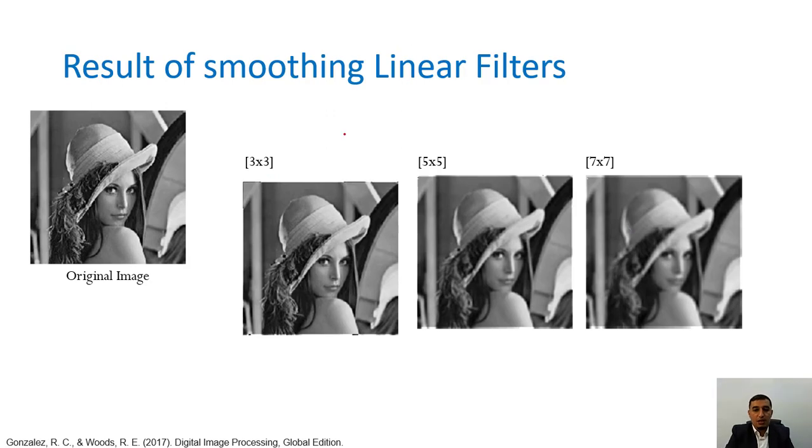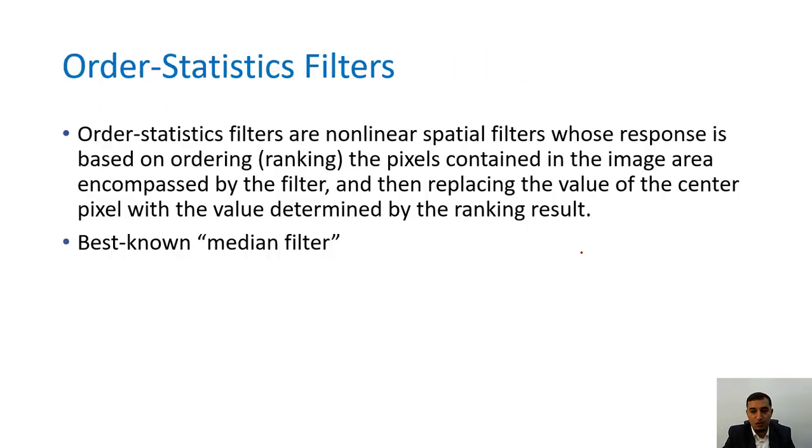This is an example. You can see this is the original image. If we apply a 3 by 3 mask, it starts to blur. Over here a 5 by 5 mask, and over here it is a 7 by 7 mask, and you can see that the image is blurring as we go on.